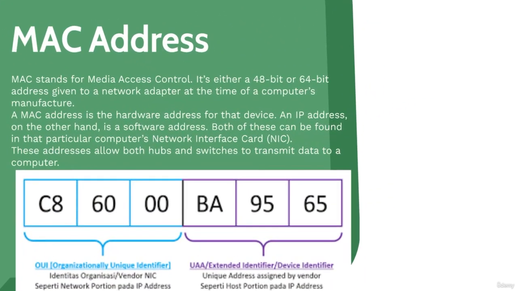MAC stands for Media Access Control. It's either a 48-bit or 64-bit address given to a network adapter at the time of a computer's manufacture. A MAC address is the hardware address for that device. An IP address, on the other hand, is a software address. Both of these can be found in that particular computer's network interface card (NIC). These addresses allow both hubs and switches to transmit data to a computer.